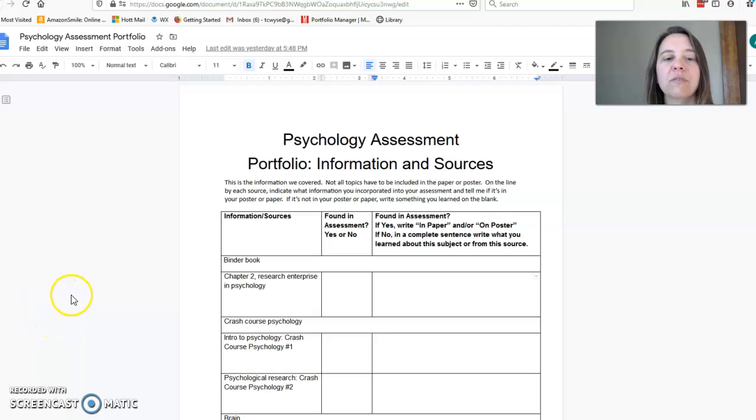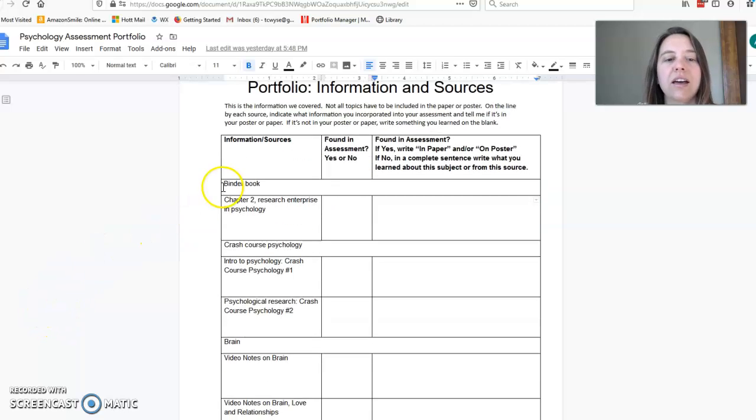The portfolio goes over our information and sources. Starting out with our binder book, we read through chapter 2 and discussed it a little bit through our daily check-ins. If it is found in your assessment, your paper or your poster, you'd write yes. If you wrote about it in your paper, you would write paper, in paper. If you did not address it in either your paper or your poster, here you would write no. And then you would write a sentence about what you learned from this source of information. So for example, let's say you didn't include it in your poster or your paper.